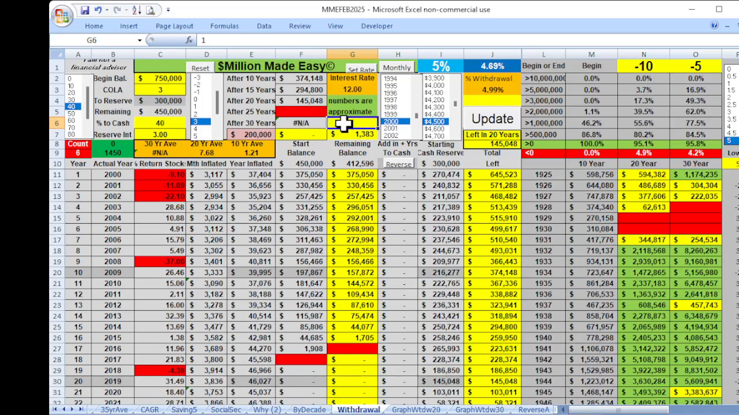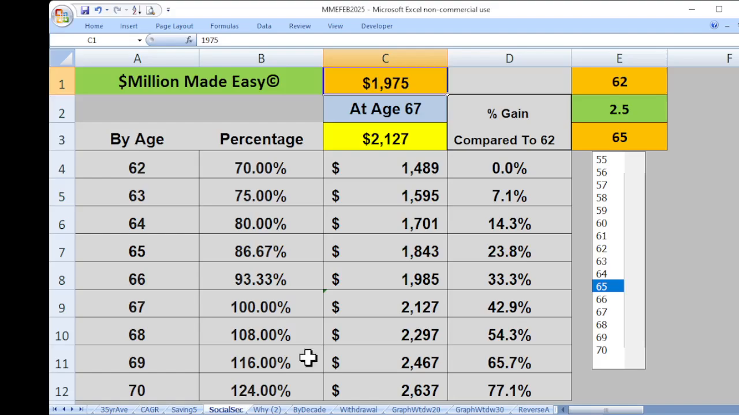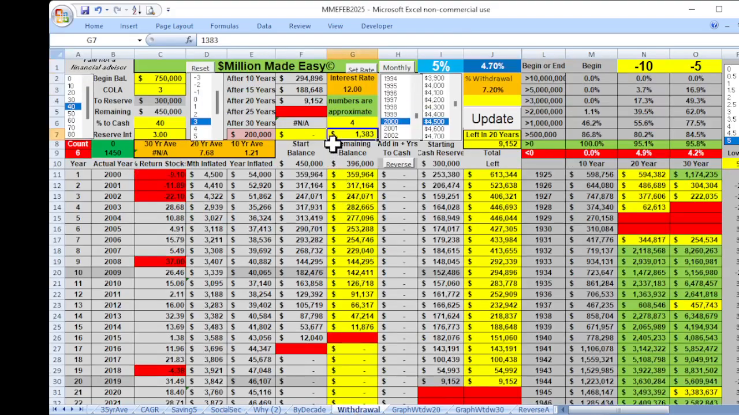But if you wait to take Social Security because you're getting more, what did we say we were getting here? You're actually going to get 23% more by waiting to age 65. This 1975 would have grown to this amount, and there's age 67 again. This is always age 67s, and you're taking age 65, you're going to get 1843, which is 23.8% more. That's how we come up with the numbers that we did right here.